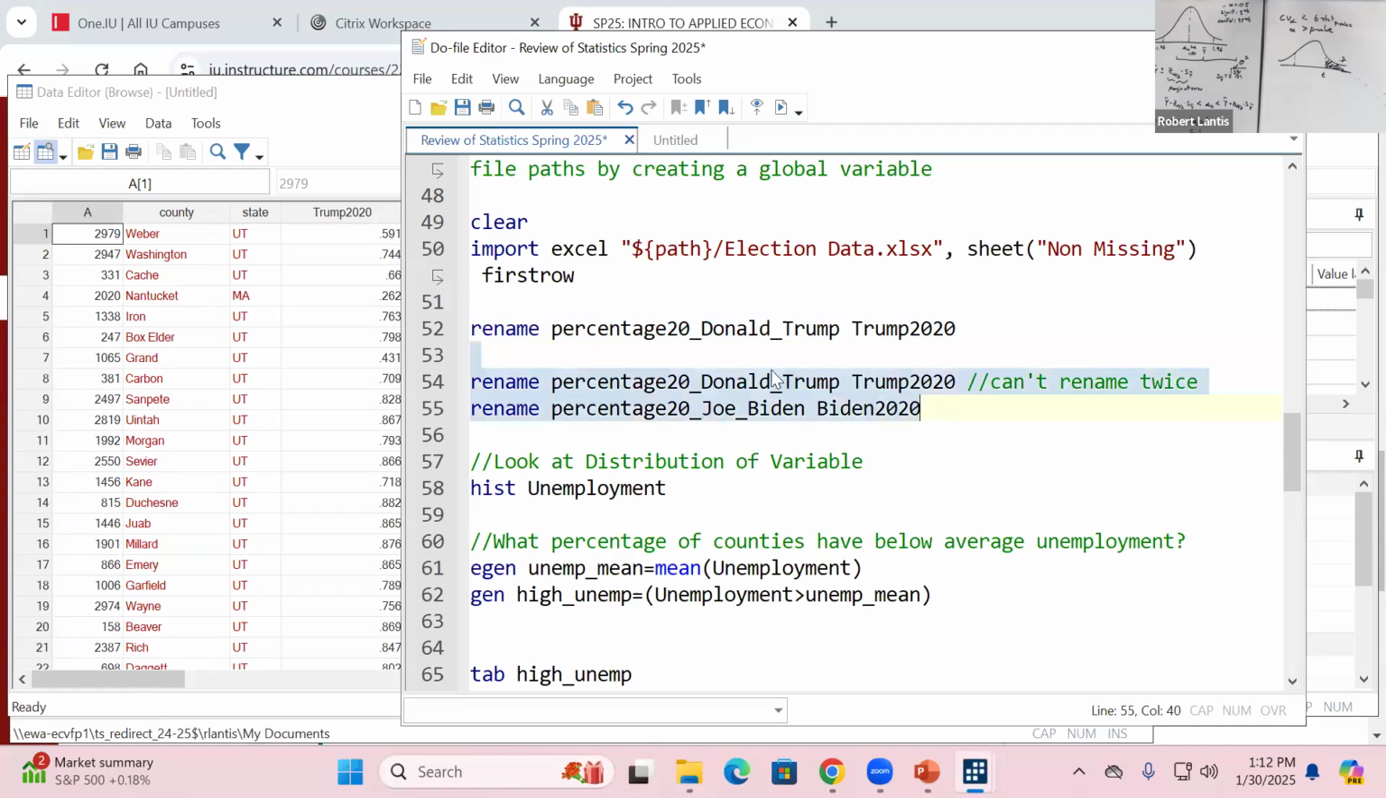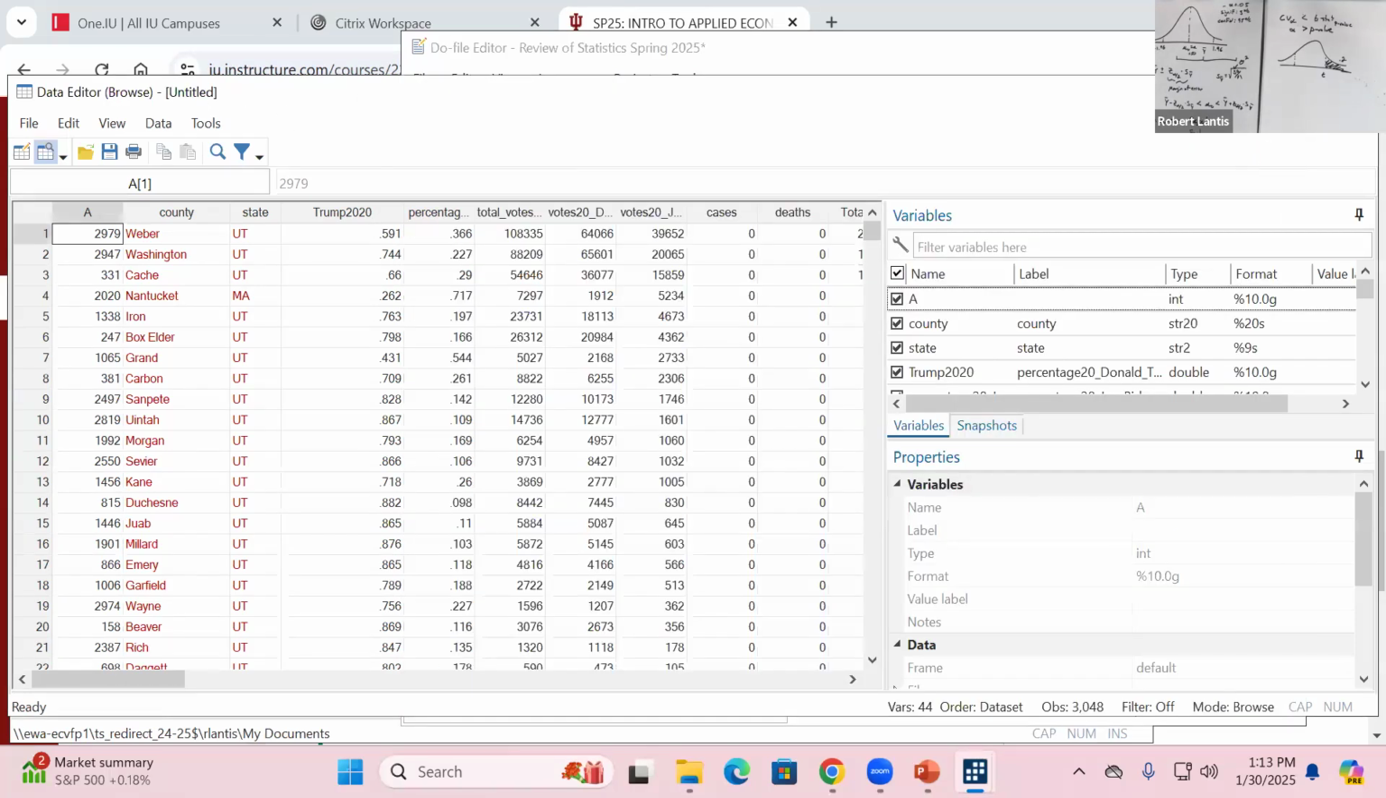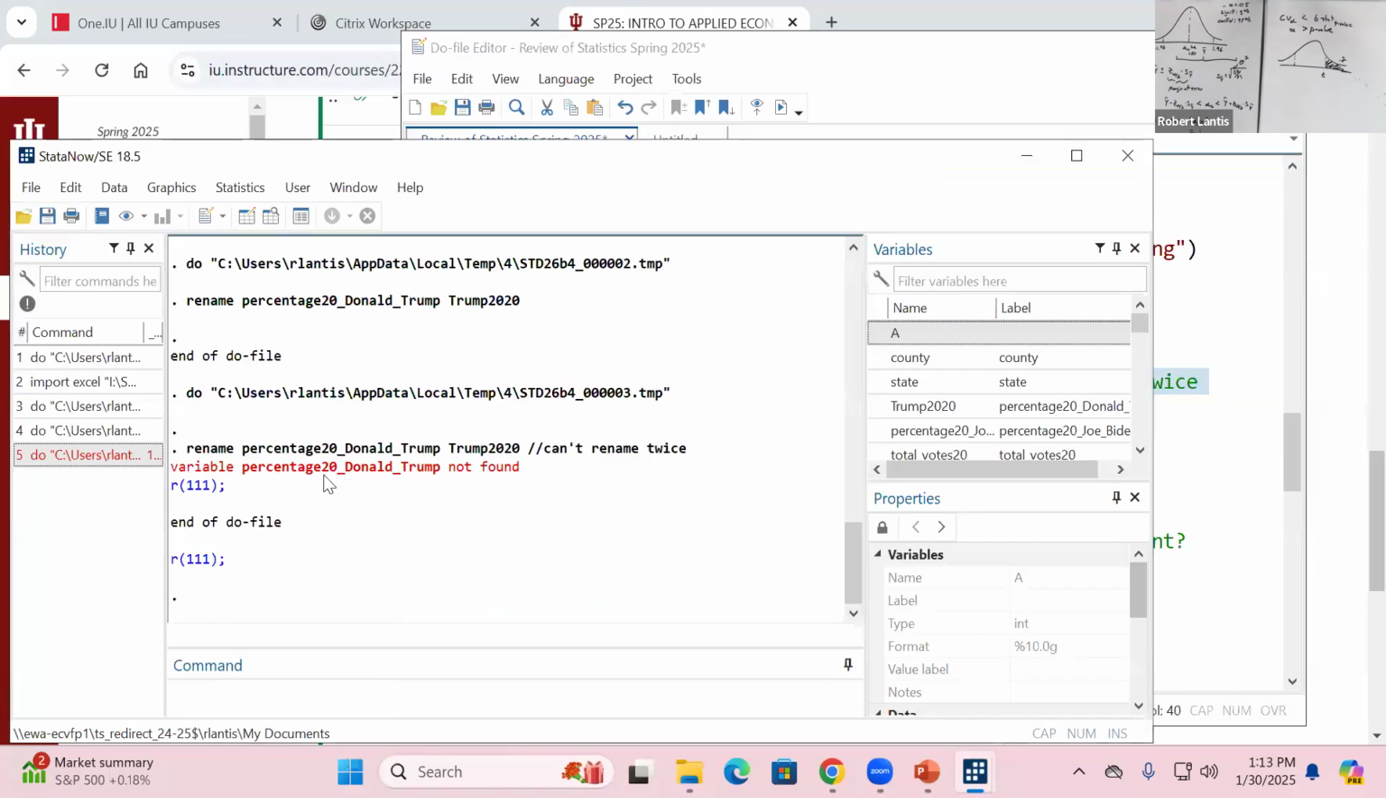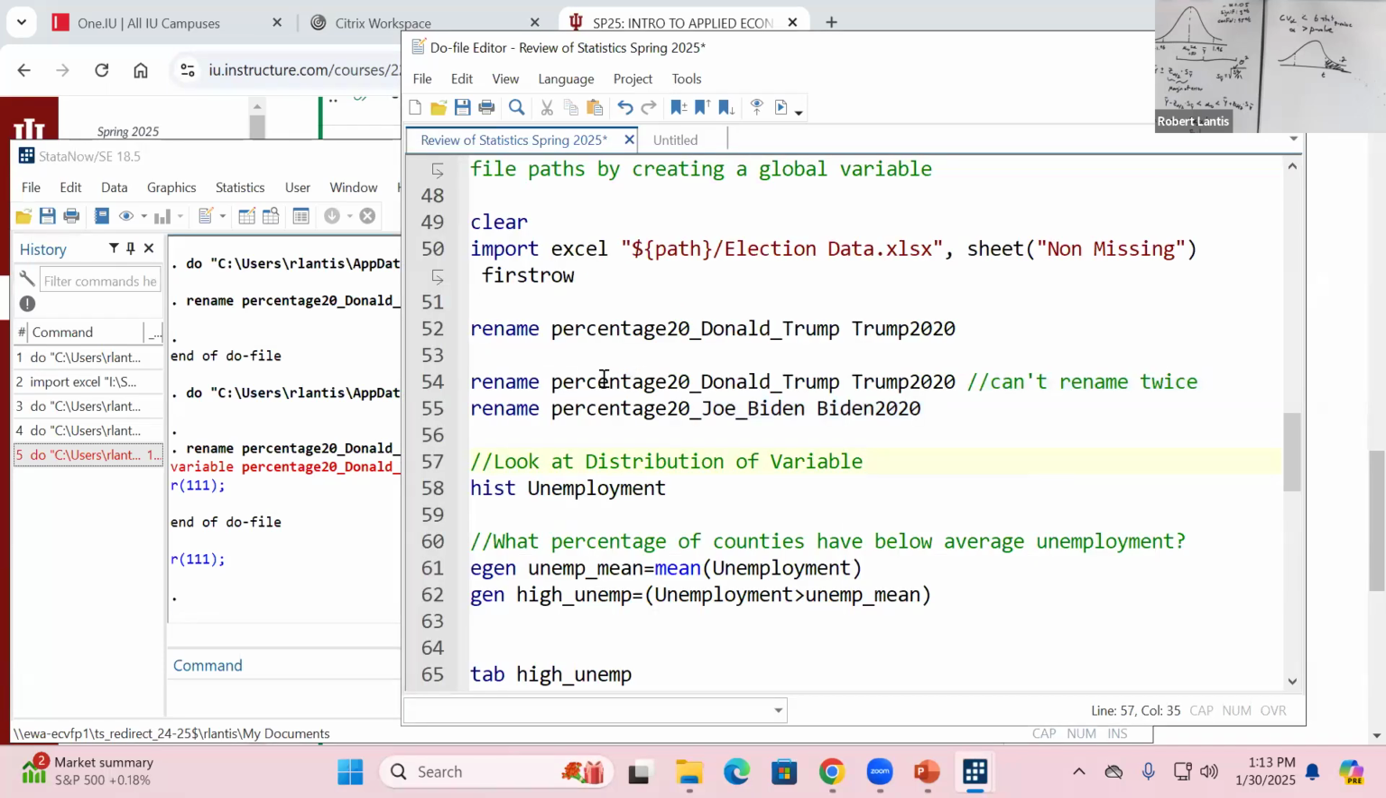So I'm going to rename these as well. If I try to run this again, this is another point I want to make in Stata. If I rename a variable, it now has the new name. So if I try to run that exact same line of code, I'm going to get an error. Why? Because this name doesn't exist anymore. I already renamed it. So you don't want to run that same line of code twice. You can only run it once. Once you rename it, the new name of the variable is Trump 2020, and the old name doesn't exist.